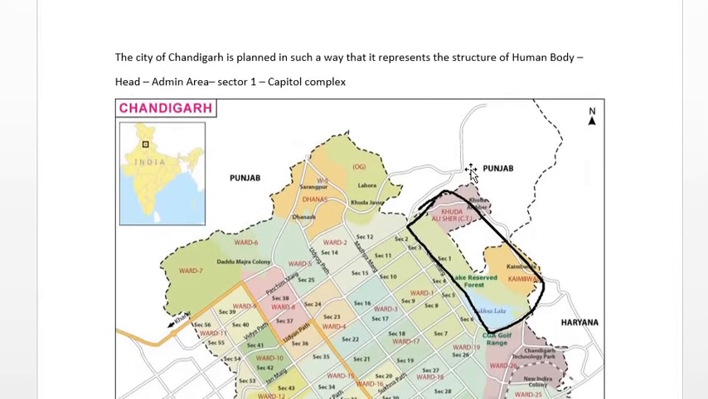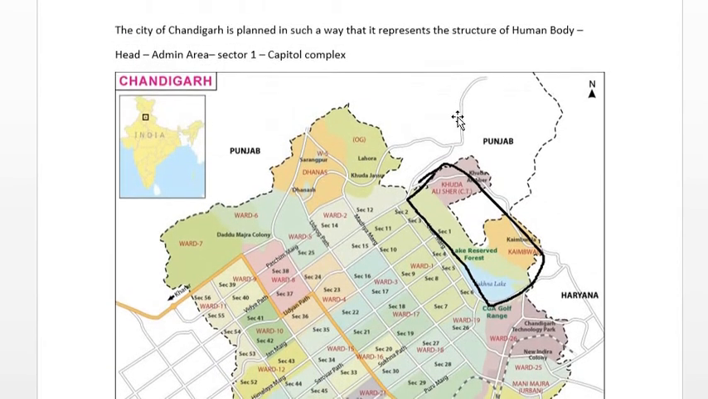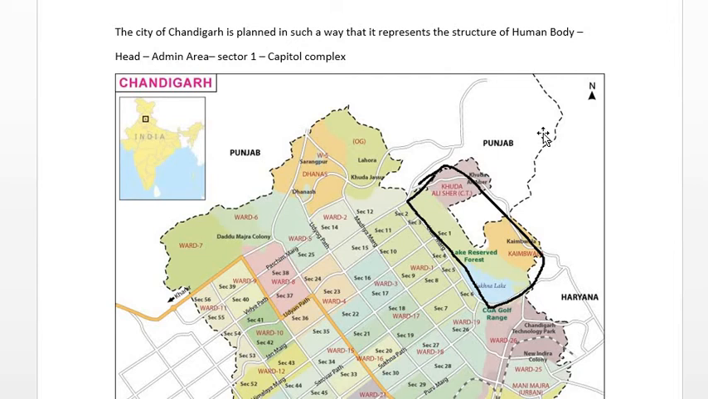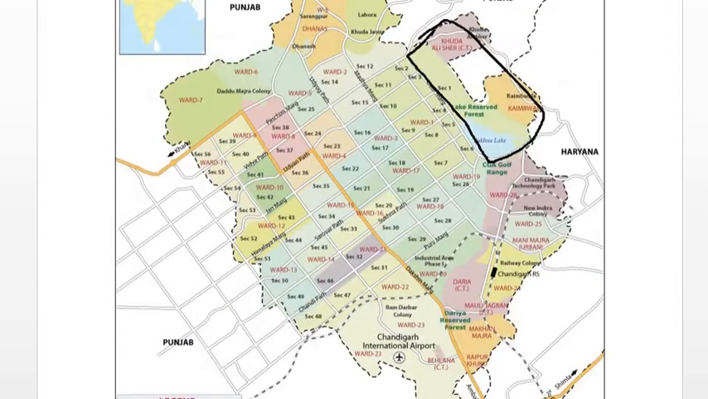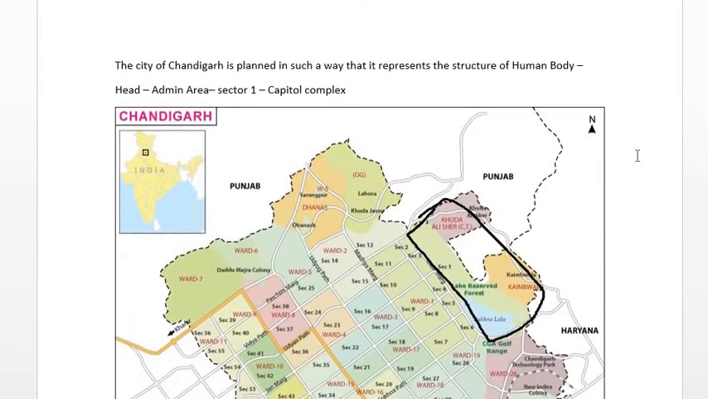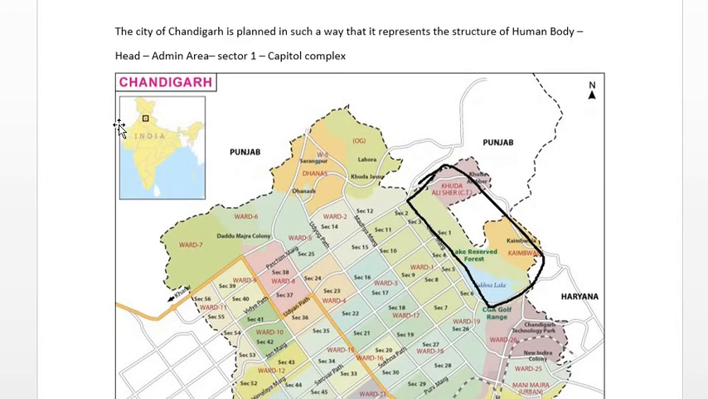So coming to the planning of Chandigarh, the city was planned in such a way that it represented the structure of a human body, in the sense that there is a head, there is a heart, there are lungs, there are intestines, and there is circulation, that is, the nerves and the circulation of blood. So we will go through each one of them one by one. The first one is the head.